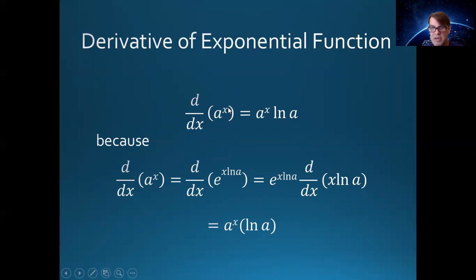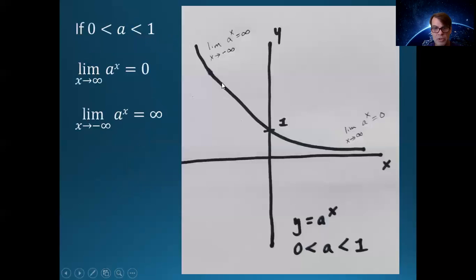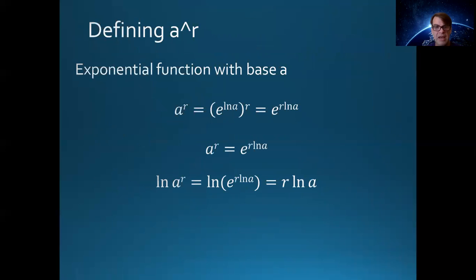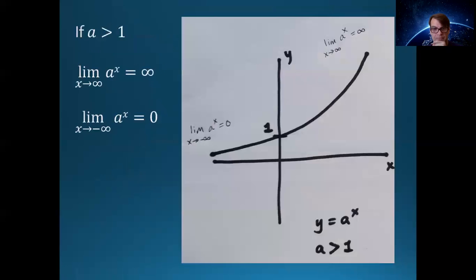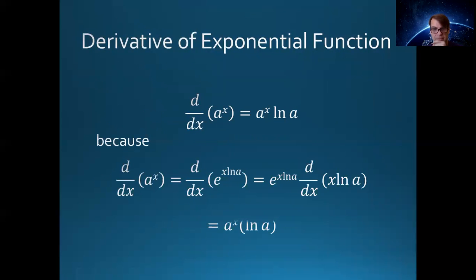If you didn't get the proof, this is what you need to know: the derivative of the exponential function is the exponential function times the natural logarithm of the base. So this is one of the main things to get from this video. You should know the basic curves and the laws, and you should know that the natural logarithm of a to the r is r times the natural logarithm of a.